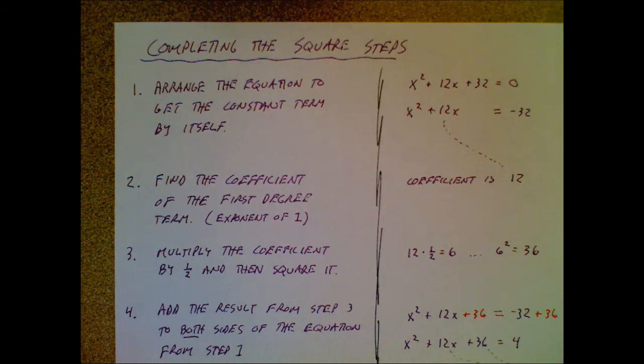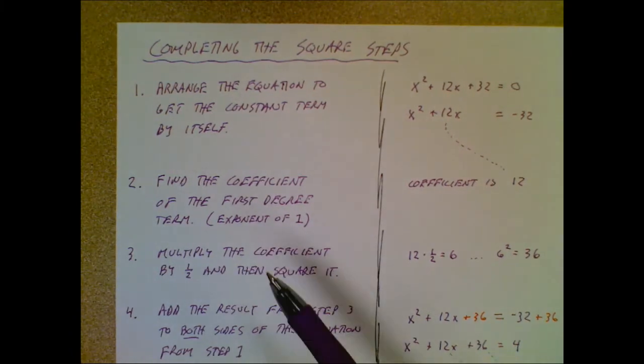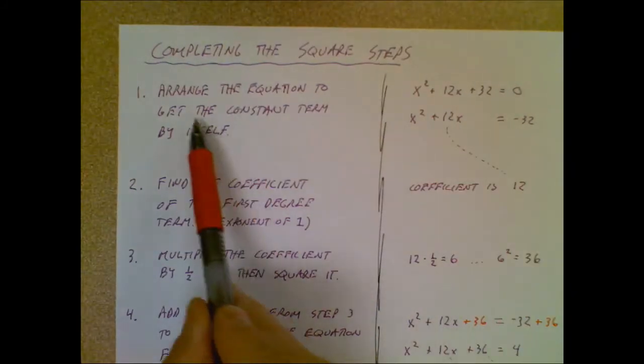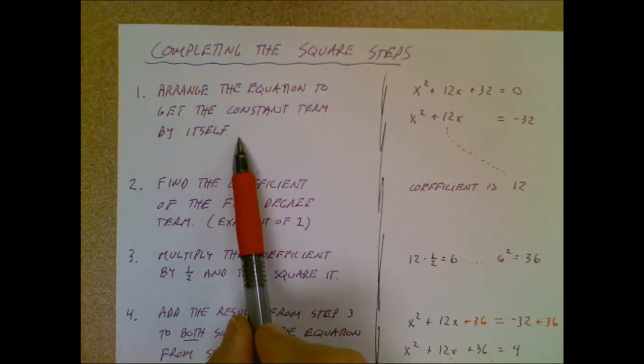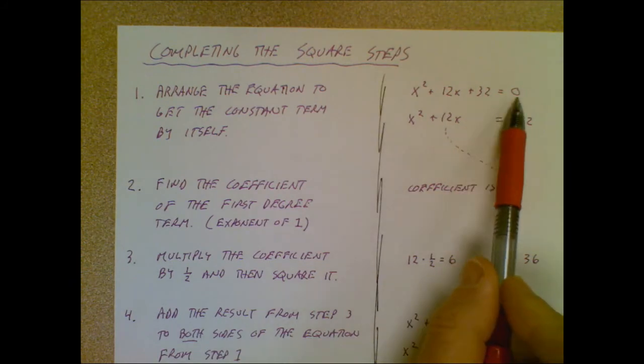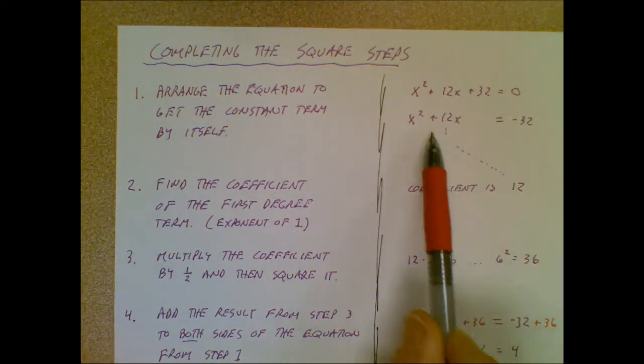The sheet you're looking at right here is available for you on the lesson plans, and I'm going to take the exact same problem, but now I'm going to have the steps written out so you can follow those steps. The first thing I do is arrange the equation to get the constant term by itself. That's the constant term. I move it to the other side. A plus 32 means I do minus 32 to each side.